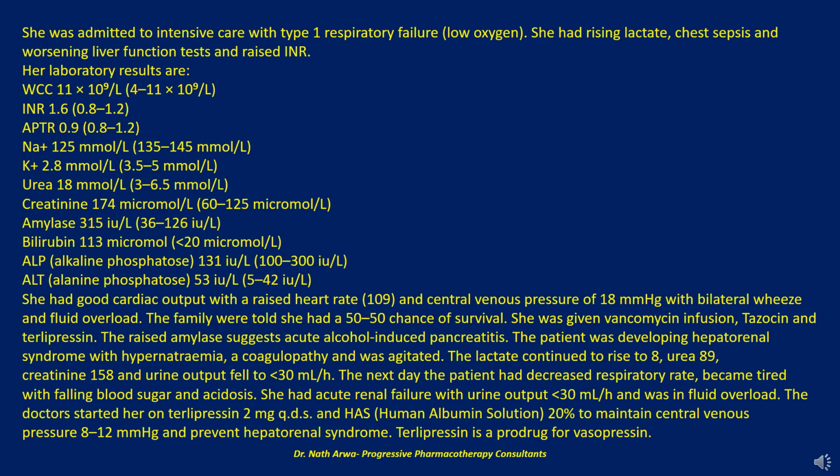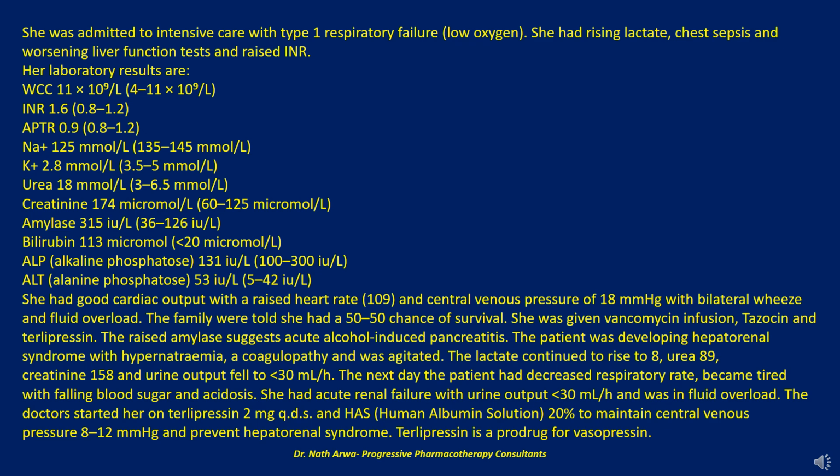The lactate continued to rise to 8, urea 89, creatinine 158, and urine output fell to below 30 ml per hour. The next day the patient had decreased respiratory rate, became tired with falling blood sugar and acidosis. She had acute renal failure with urine output less than 30 ml per hour and was in fluid overload.